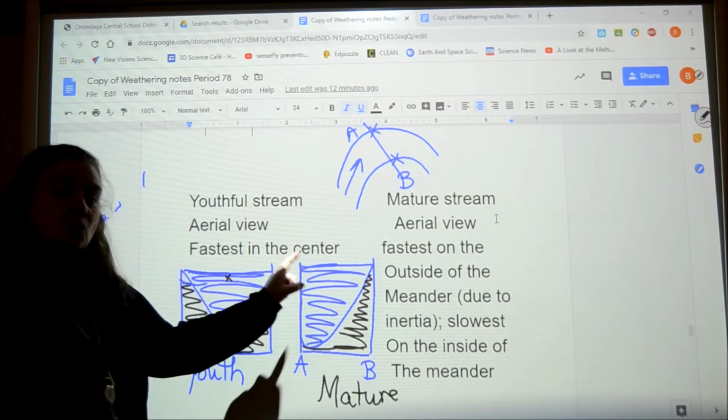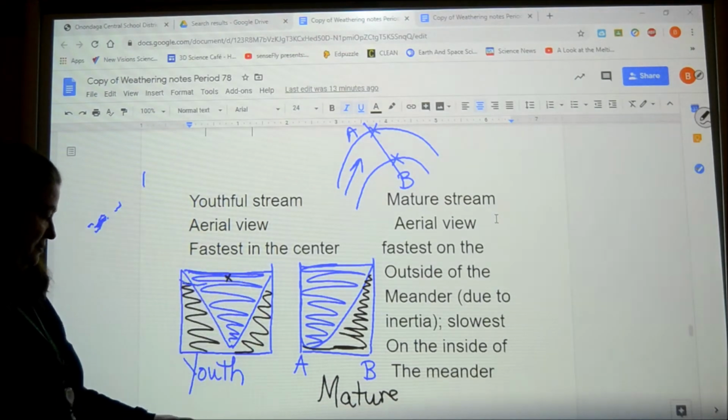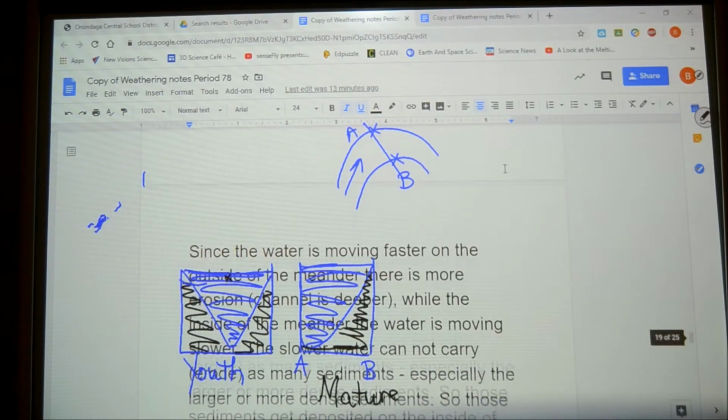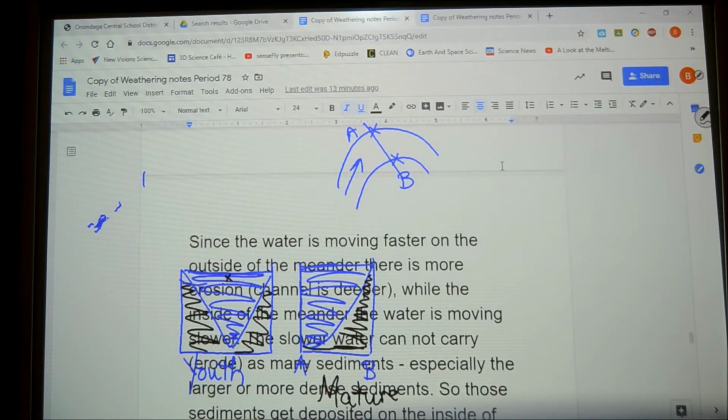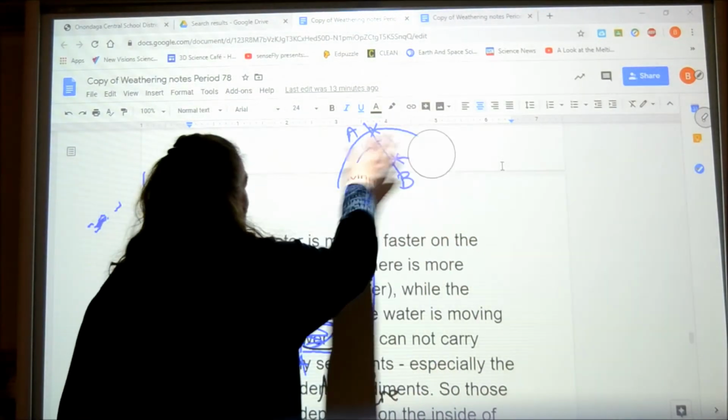That is also true for old age. Remember, youth, V shape. Unfortunately, it doesn't keep it.